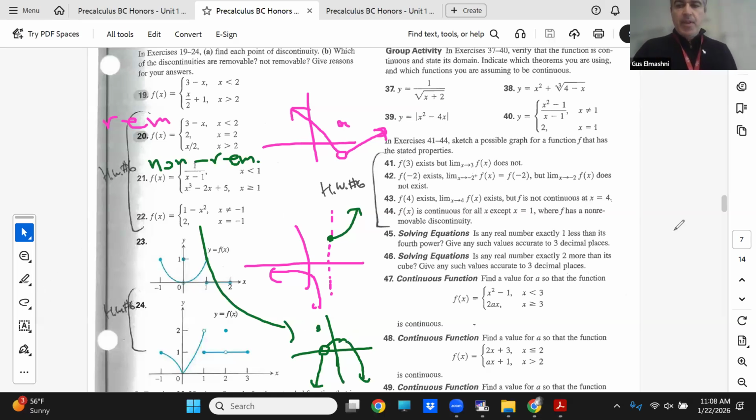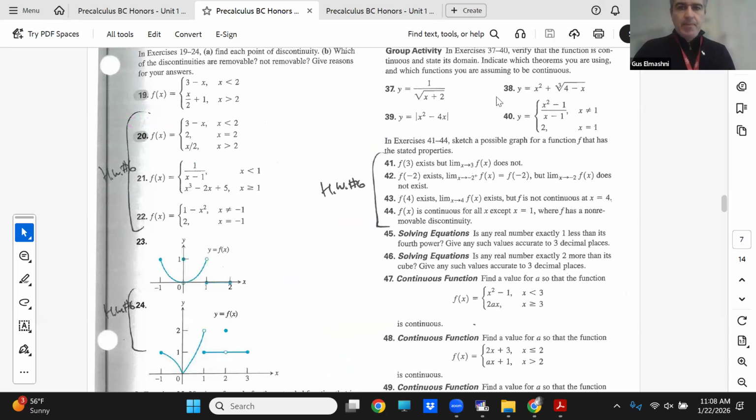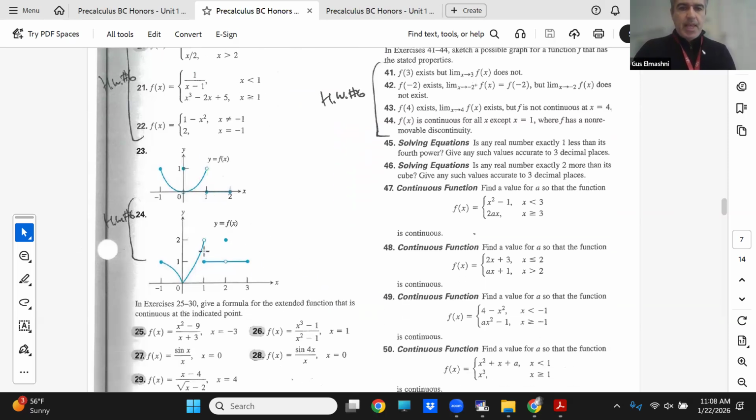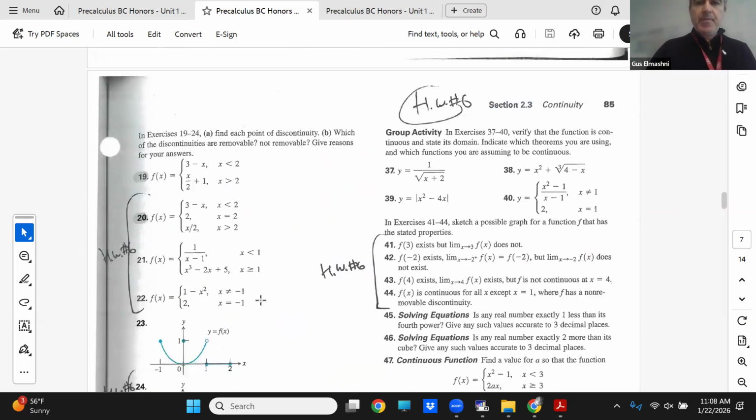And then if you're looking graphically speaking at 24, it's removable at 2, but not at 1. That's what's happening for that one. A jump is not removable. Correct. Right. And if 1 through 44 are just like options, right? Correct. Right.